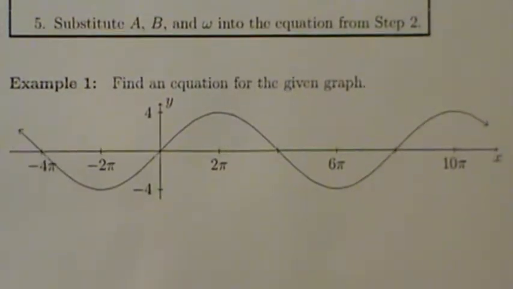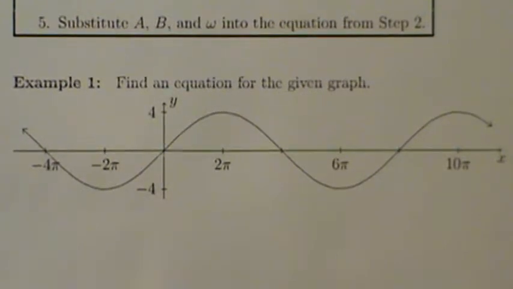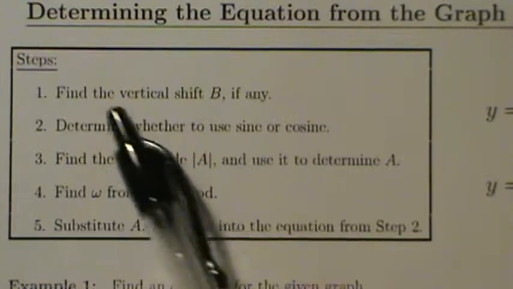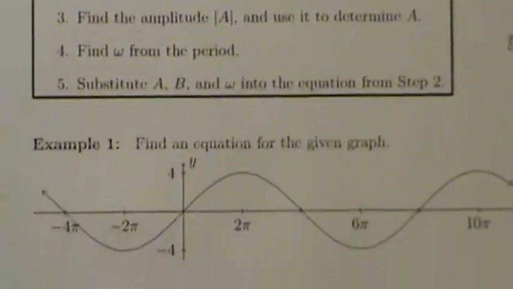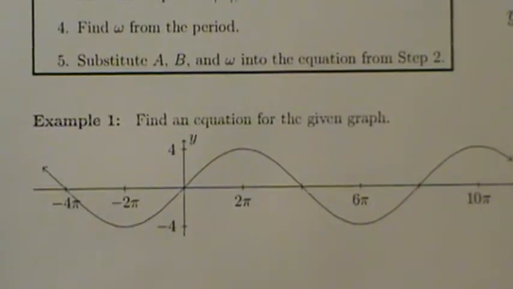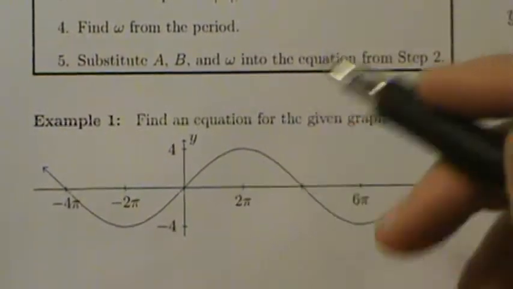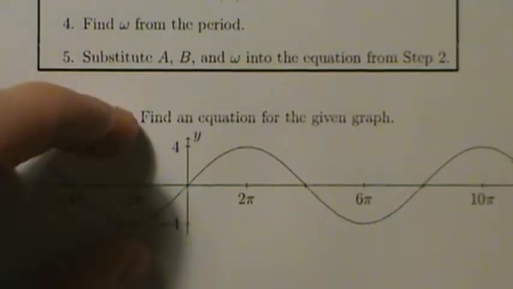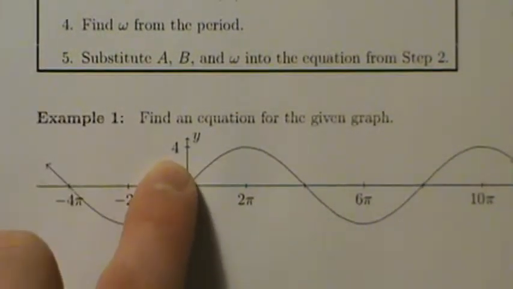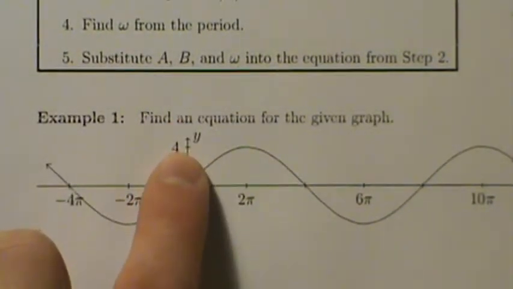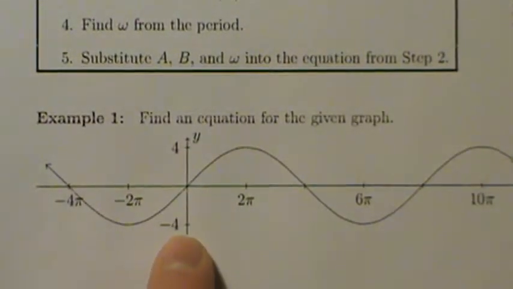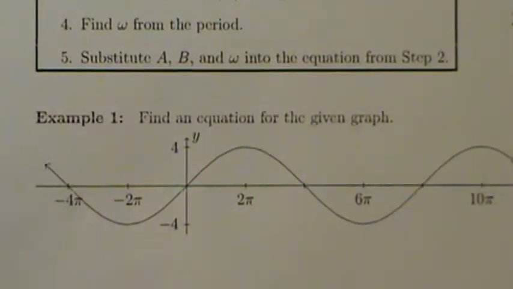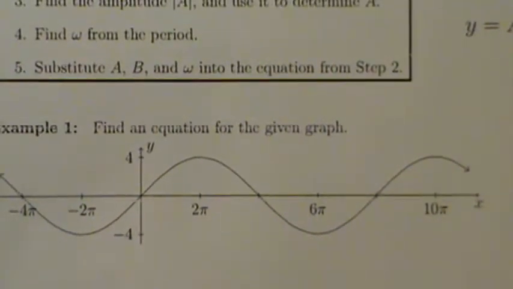Example 1: find an equation for the given graph. So this is the graph we have, now we're just going to go through the steps. Step 1, find the vertical shift b, if any. How do we find b? Well, first of all, if you look at this graph, it looks like there might not be a vertical shift. If you're used to trig functions, you can eyeball it and see that the highest y coordinate is 4 and the lowest y coordinate is -4, so there's probably not a vertical shift. But how do we do that rigorously? How do we actually show work for that?